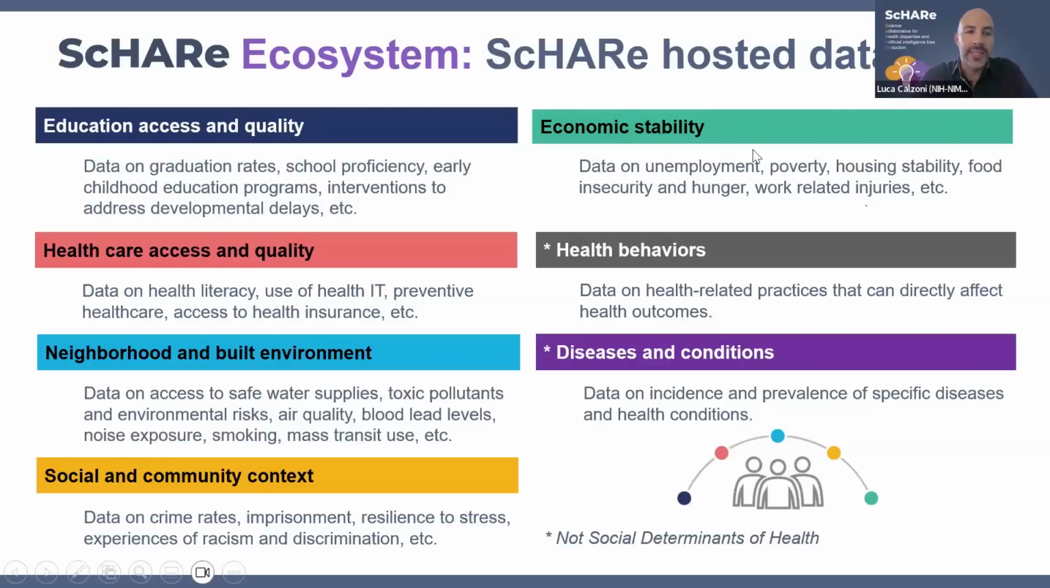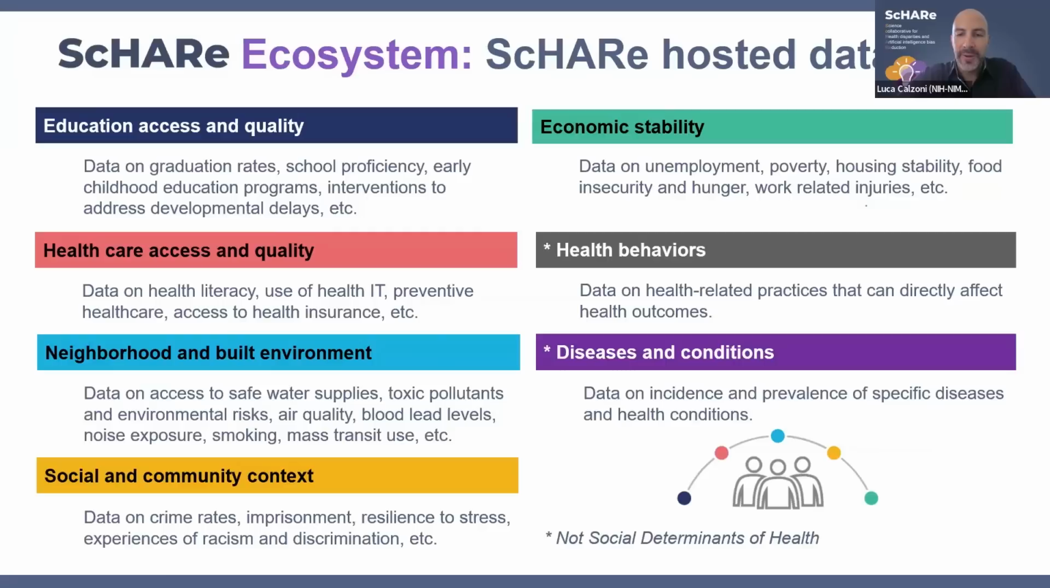So for example, for education access and quality, we have data on graduation rates, school proficiency, interventions to address developmental delays. Then we have data on healthcare access and quality, including health literacy or access to health insurance. Data on neighborhood and built environment, so data on pollutants and environmental risks, for example. Data on the social and community context, so crime rates, imprisonment, resilience to stress, or experiences of racism and discrimination. And then data on economic stability, so unemployment, poverty, housing stability, food insecurity.